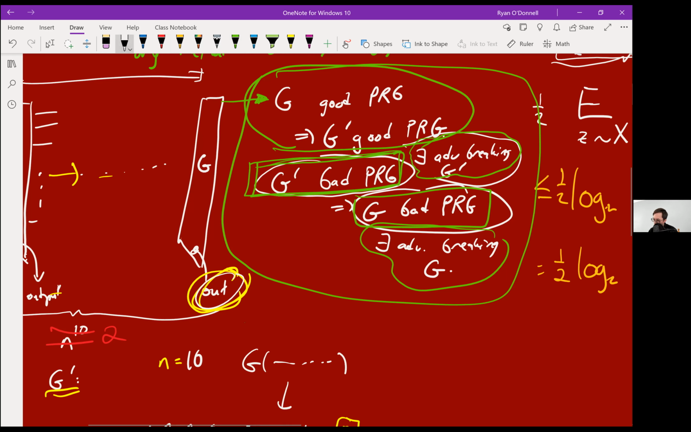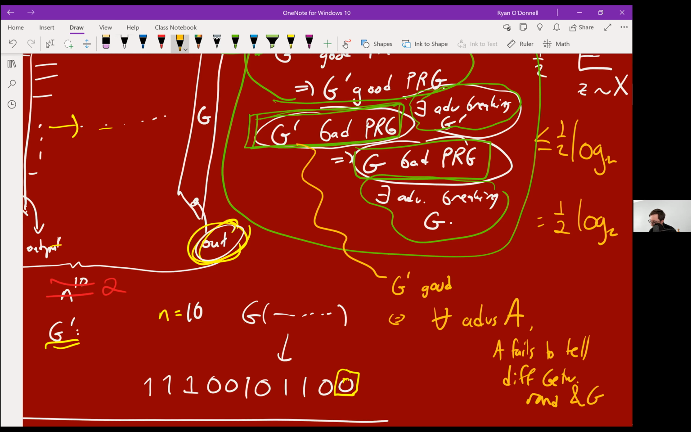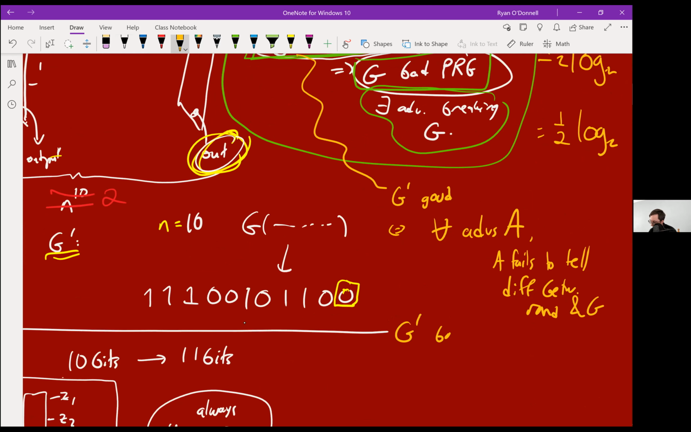Is that correct? Yeah, so what is the definition of being a good pseudorandom generator? It's like saying G prime is good implies, by definition, for all adversaries A, A fails to tell the difference between truly random bits and the output of G. So if you negate this, G prime is bad means there exists some adversary A such that A can tell the difference between random and the output of G prime.